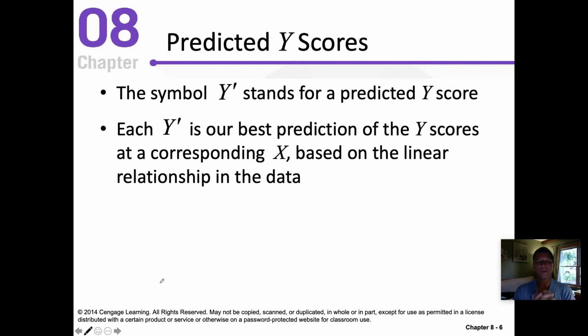So the symbol y prime stands for a predicted y-score. This is essentially the average y-score at a given value of x, where it would fall on that linear regression line. Each y prime value is our best prediction of the y-scores at a corresponding value of x. And this is, of course, based on the linear relationship, the y equals mx plus b bit.